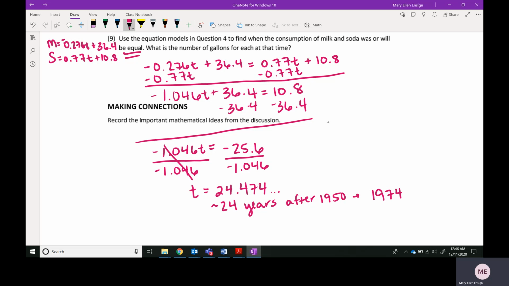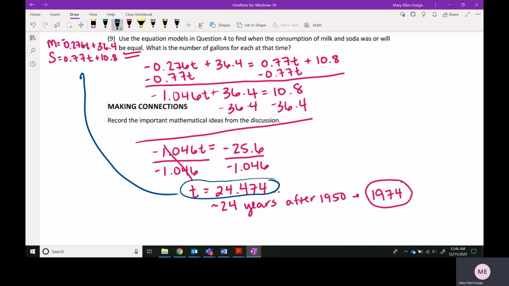Okay, so when would it be the same? In 1974. All right, how do I figure out what the number of gallons for each is at that time? Well, this is when they'd be equal, so this is the t, right? For when they'd be equal, here's my t value. So I want to know how many gallons at that time. I could take that t and plug it in theoretically into either one, because they're going to be the same there.